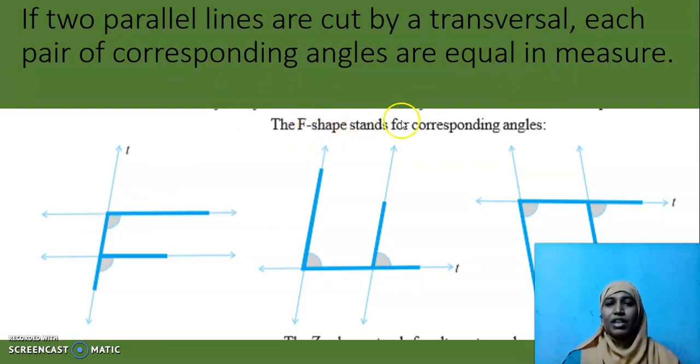Which shape stands for corresponding angles? The shape F. That F can be in different directions. It is at different angles. Okay children, see here, if we have parallel lines in a horizontal way, we have corresponding angles in this way. If the parallel lines are in a vertical way, the F has changed its angle. It is not the usual F which we write in a straight way. It is a sleeping F. Here it is an upright F.